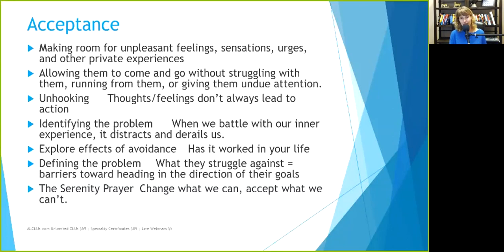And the serenity prayer. Change what we can, accept what we can't, and the wisdom to know the difference. Too often people try to change the unchangeable, like other people, or the weather, or a lot of things that we have no control over. So, some things, Facebook, for example, sometimes you've just got to turn off Facebook.